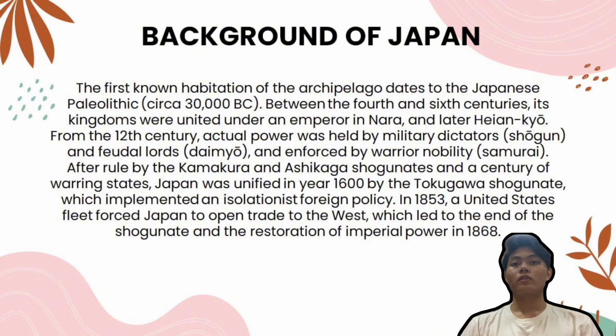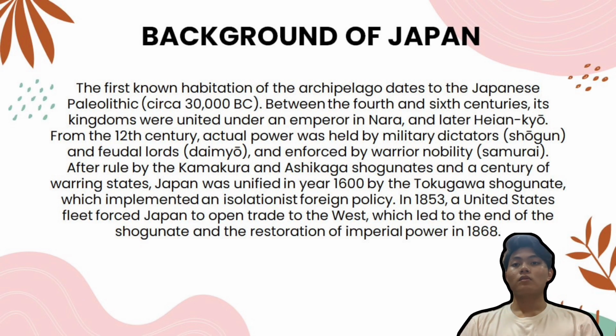After that, the first known habitation of the archipelago dates to the Japanese Paleolithic, circa 30,000 BC. Between the 4th and 6th century, its kingdoms were united under an emperor in Nara and later Heian-kyo. From the 12th century, actual power was held by military dictators, called shogun, and feudal lords, daimyo, and enforced by warrior nobility, samurai.